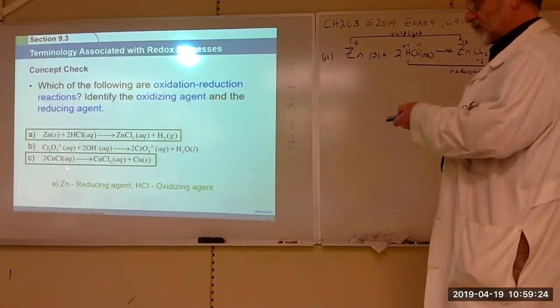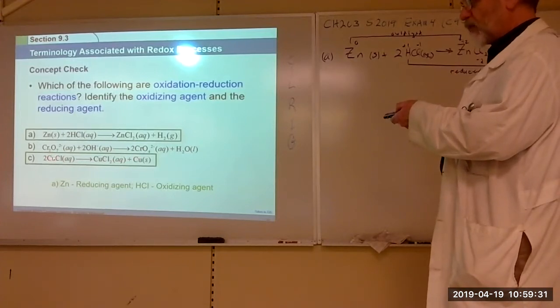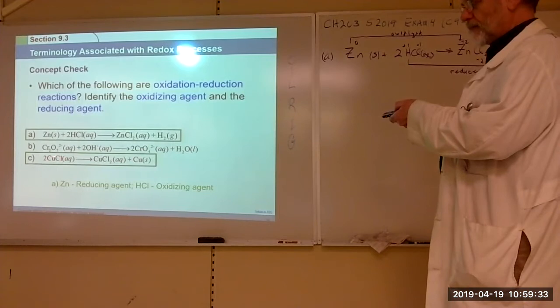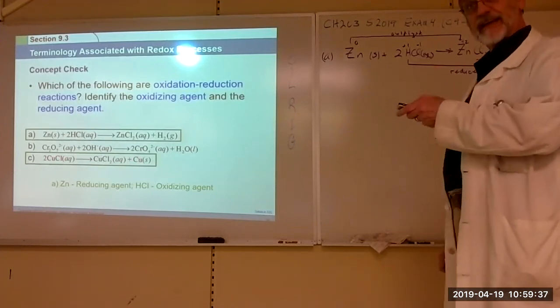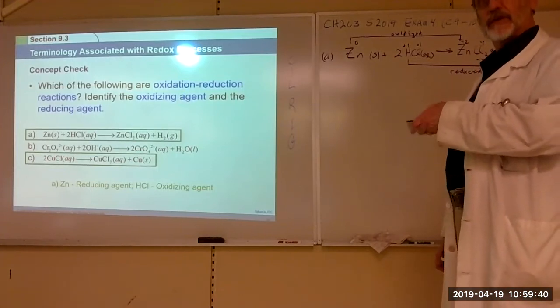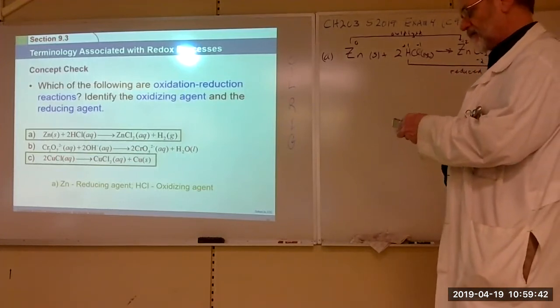Whereas this one is, right? You have copper in here in a compound, and over here it's an element. So copper went from +1 to 0. It had to gain an electron. That means it is reduced. It is the oxidizing agent.